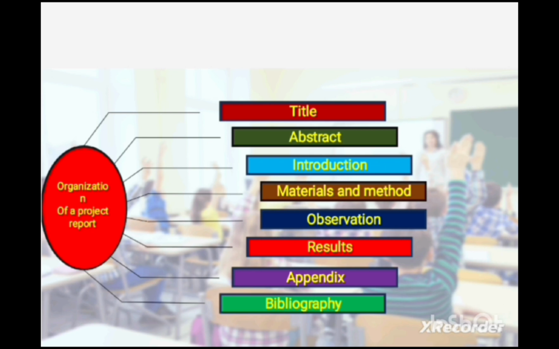Observation. A careful record of the data observed is noted down. In a project report, observation typically refers to all the insights gained during the course of the project. Next, result. The result section of a project typically presents the outcome of the project activities. The data is analyzed and the conclusion is given. Interpretation and comparison are also included.